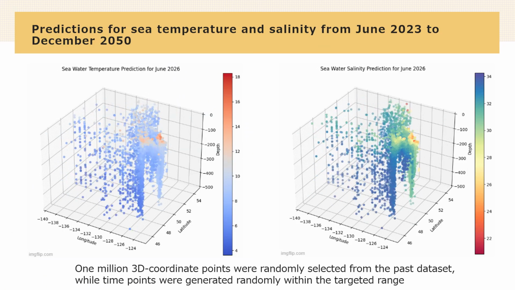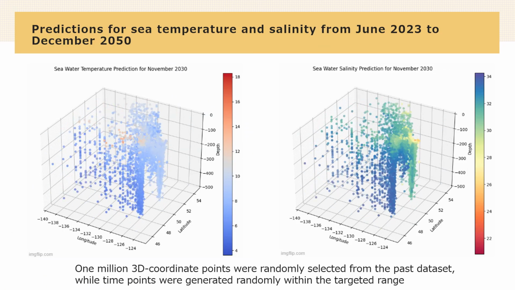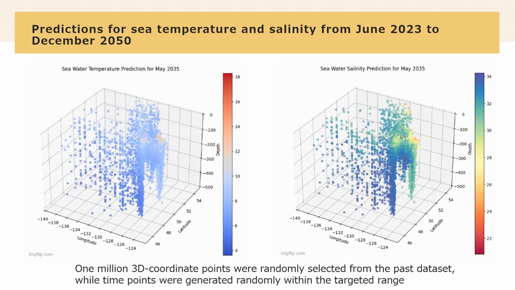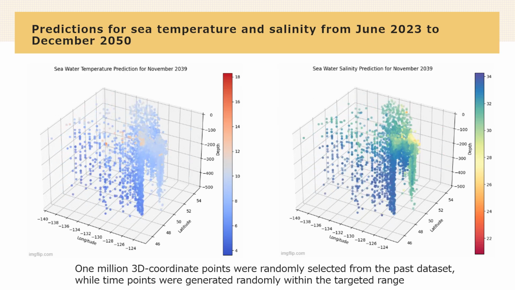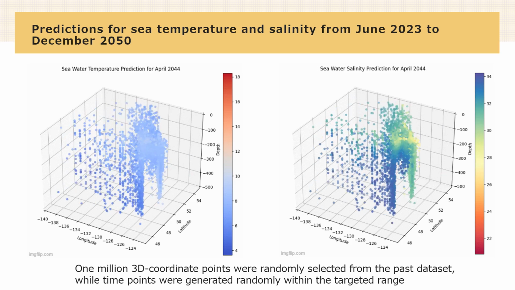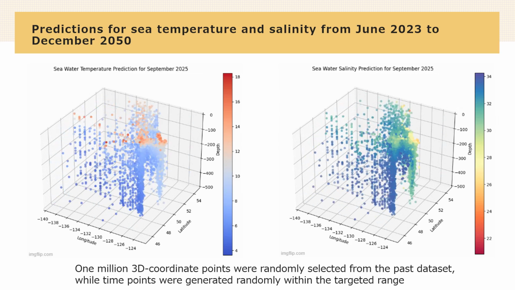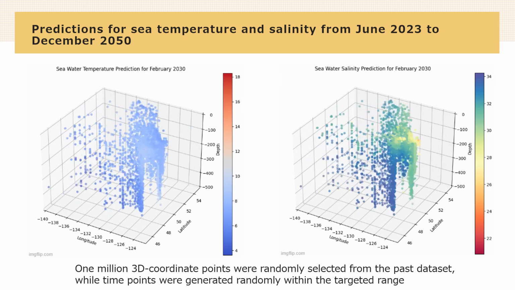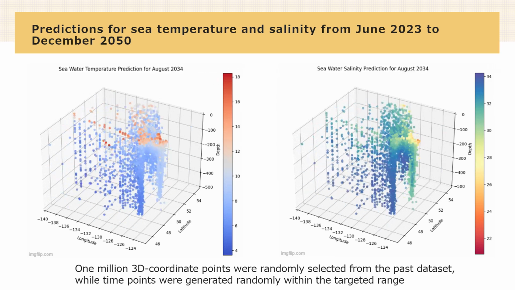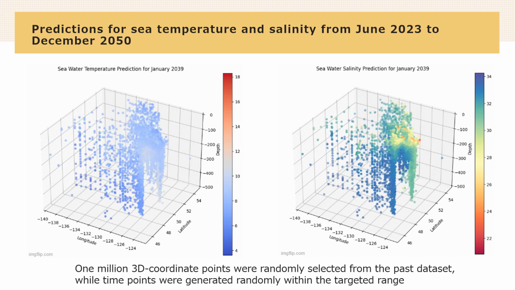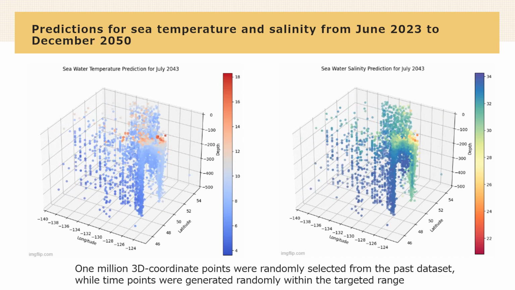Having validated the performance of our model, we decided to test its capability in predicting future sea temperature and salinity. As detailed at the bottom of the slide, 1 million 3D coordinate points were randomly selected from the past dataset for synthetic coordinate values. Additionally, time points were generated randomly within the specified range from June 2023 to December 2050.